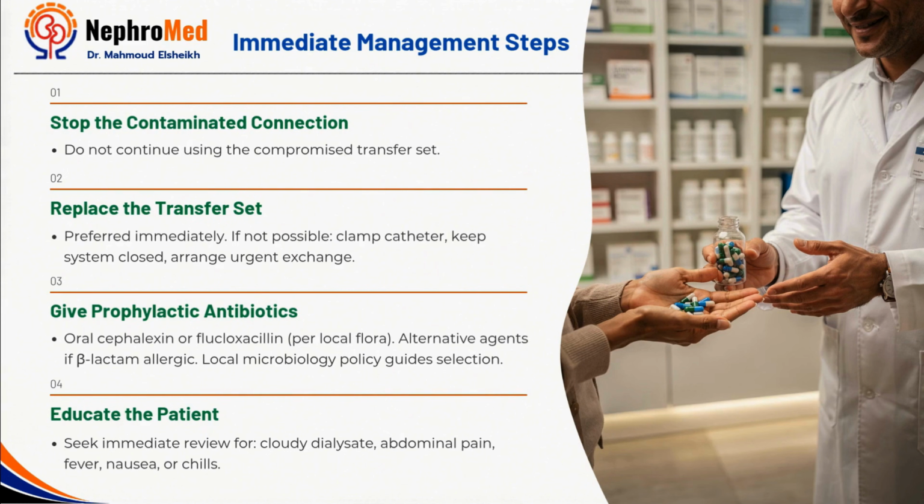Next, replace the transfer set as soon as possible. This is the preferred strategy because it restores a sterile connection. If immediate replacement isn't available, clamp the catheter, keep the system closed, and arrange an urgent transfer set exchange. The key principle is to minimize any further exposure. The third step is prophylactic antibiotics. Although the patient has no signs of peritonitis, wet contamination carries a meaningful risk of bacterial inoculation. Most PD programs recommend prophylaxis, typically with oral cephalexin or flucloxacillin, depending on local microbiology protocols and allergy status.